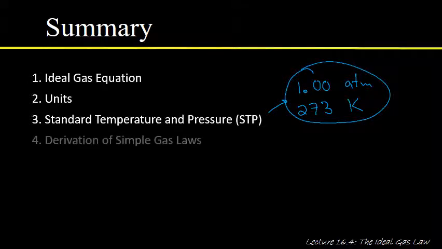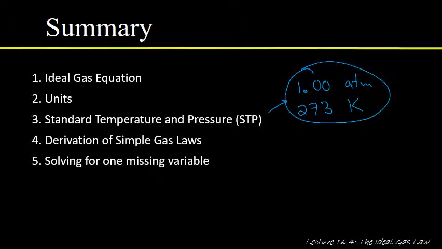And we also looked at how to use the ideal gas law to derive the simple gas laws. Then we looked at 2 different types of problems, solving for one missing variable, which is pretty simple. You just algebraically rearrange the ideal gas equation and solve for whichever one you don't know. The only trick there is to make sure you've got your units correct.